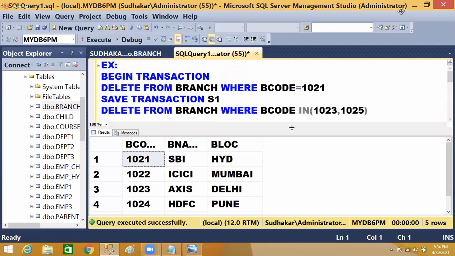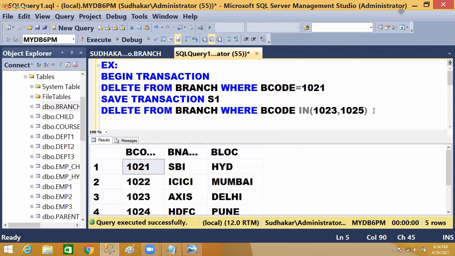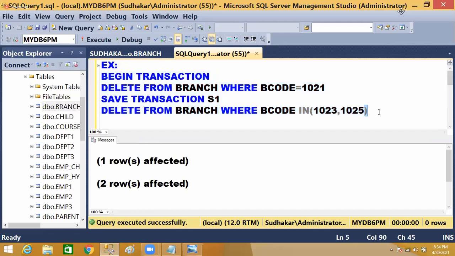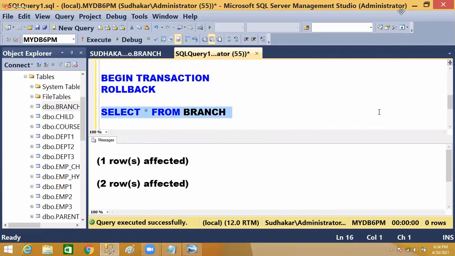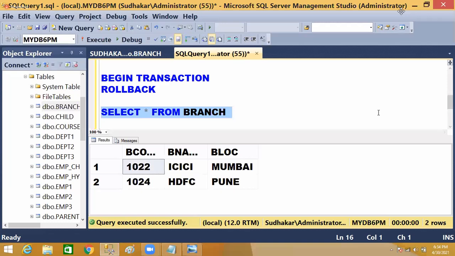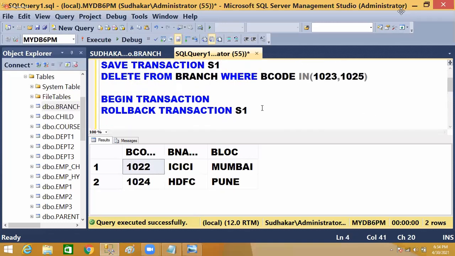So again see, I will go from first onwards. Again, I'm going to delete all records. Okay, all records are deleted, right? And now let you come out. In your table, 3 rows are deleted. Okay, 2 rows are left in my table, right? Now let you come out. Now I want to roll back here 2.